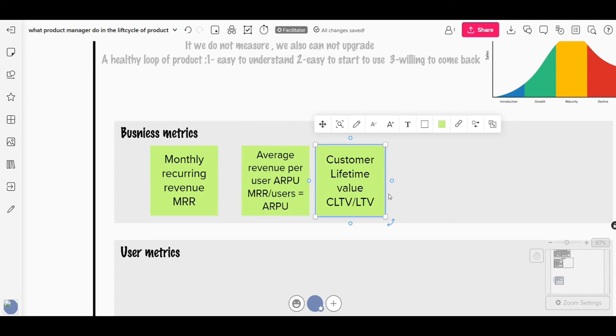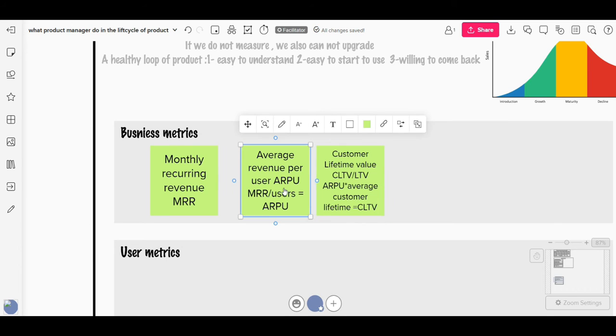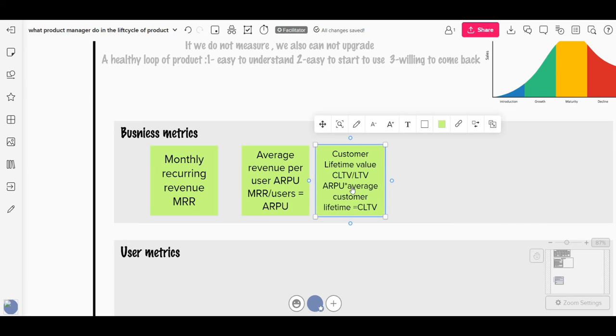Customer lifetime value. It calculates how much money one user can generate in the long term before they stop using the product. We get this metric by multiplying the average revenue per user by the average customer lifetime.